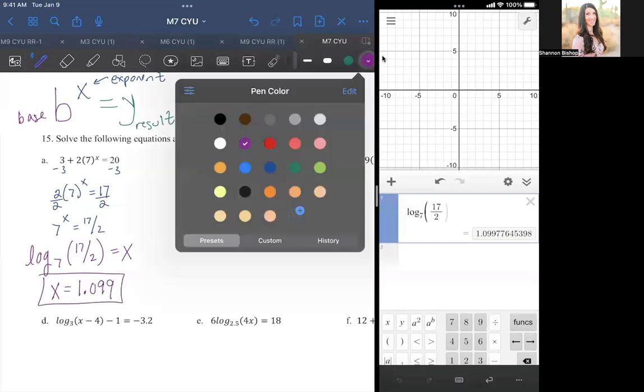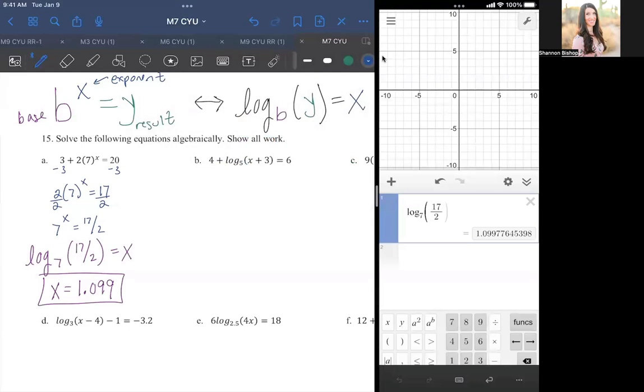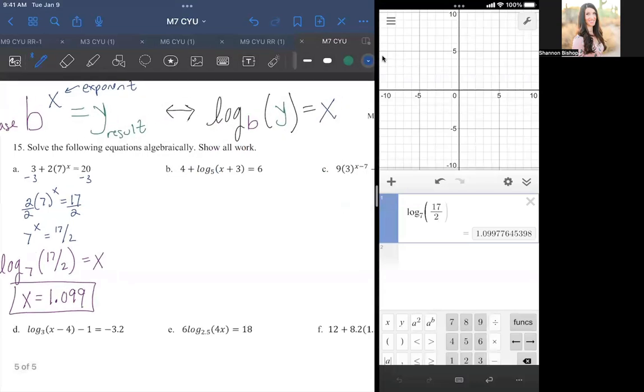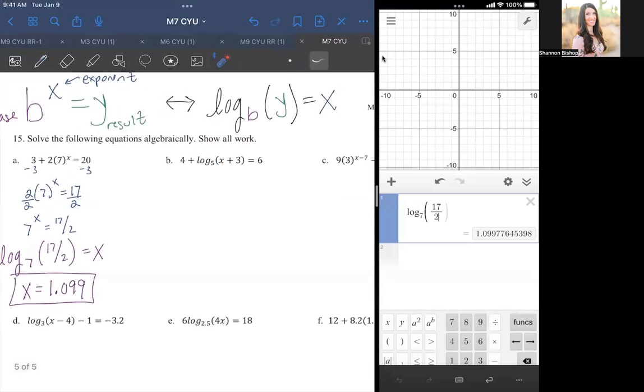Next one. Okay, notice the next one is already a logarithm, but you're still asking yourself about bases, powers, and results. So it's already in logarithm form. You've got the base, the power, and the result. But there's still extraneous information floating around here. Like, what's up with the 4? We don't need the 4. He's neither a base, nor a power, nor a result. So get rid of him.